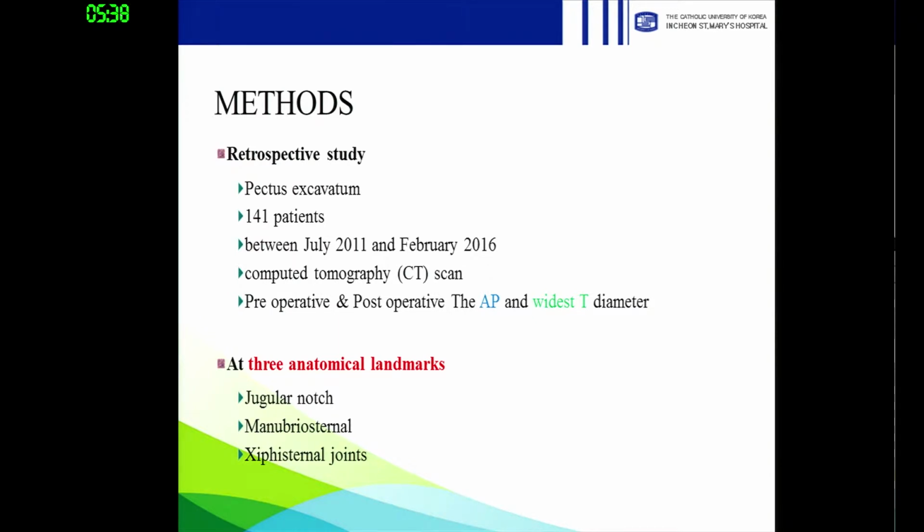We retrospectively evaluated CT scan results of 141 patients who had undergone the Nuss procedure to treat pectus excavatum at Incheon St. Mary Hospital between July 2011 and February 2016. We compared changes in three dimensions among patients of different ages, with different types of pectus excavatum, and different numbers of inserted bars. The anthropometric dimensions measured were the AP and transverse diameters at three anatomical landmarks: the jugular notch, the manubriosternal joint, and the xiphisternal joint.